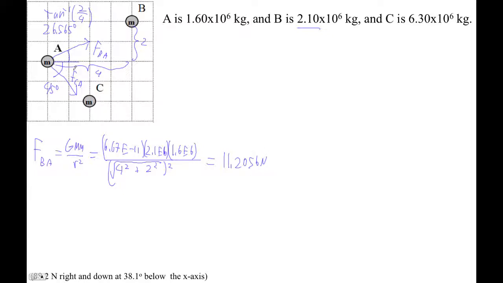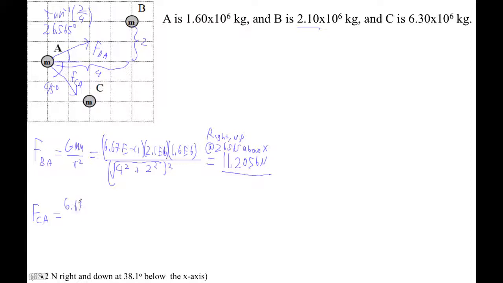right? And then let's see, it's the force of B on A, right? So it's right and up, and it's at an angle of 26.565 above the x-axis, right? All right, so now we've got the angle of it and we've got the magnitude of it. We're in good shape. Okay, so let's find F C on A.